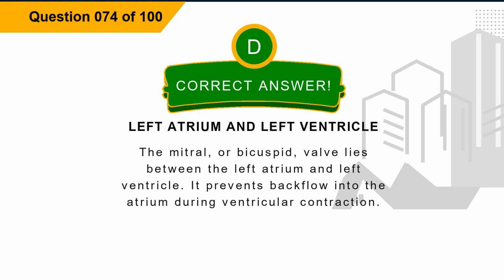Explanation. The mitral, or bicuspid, valve lies between the left atrium and left ventricle. It prevents backflow into the atrium during ventricular contraction.